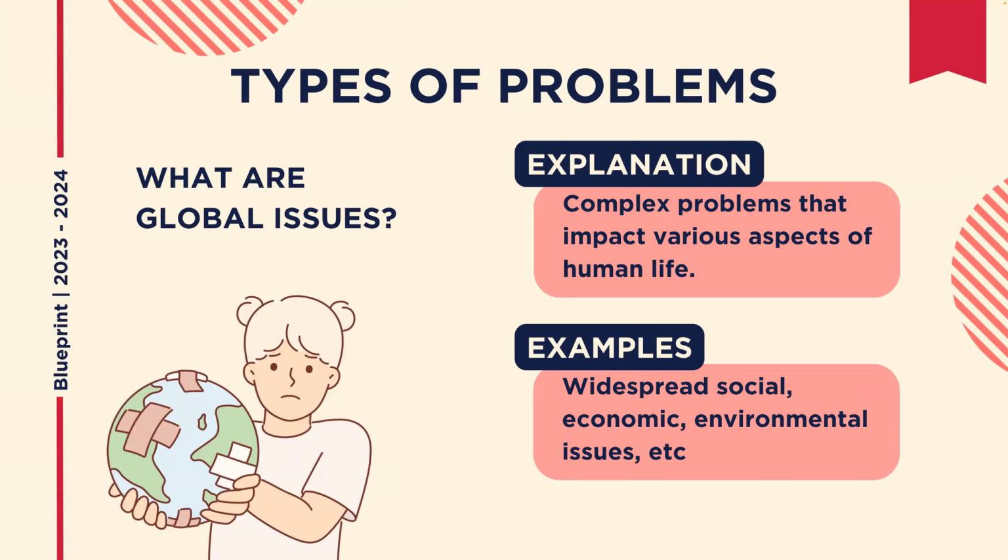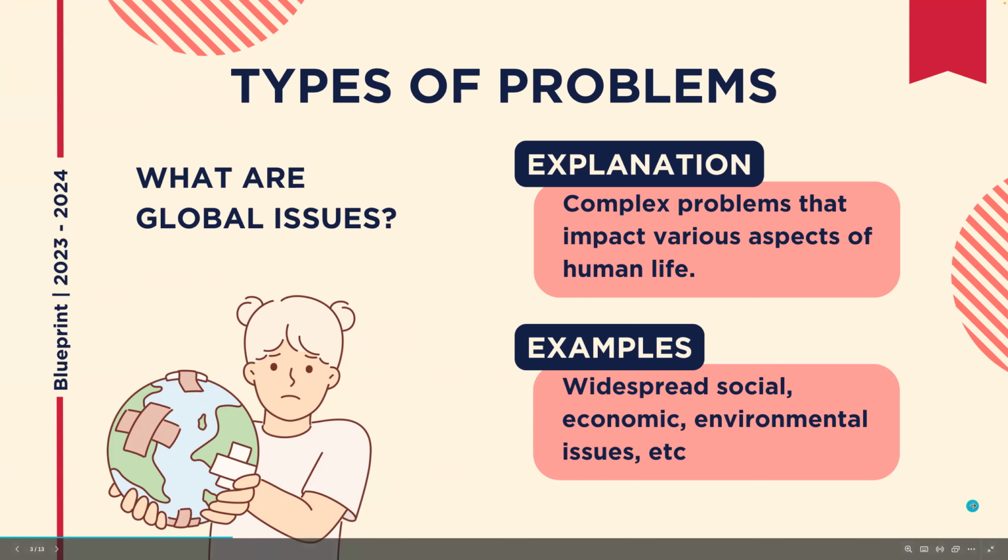The first type of problem is global issues. And global issues are basically complex problems that impact various aspects of human life. So they affect a lot of people around the entire globe. They're widespread social, economic, environmental, or other types of really big issues that impact people all across the globe.